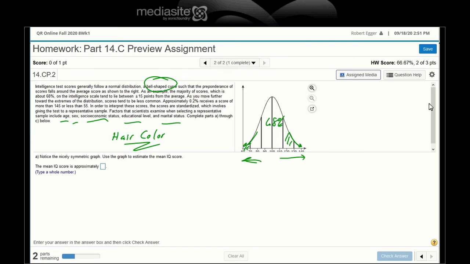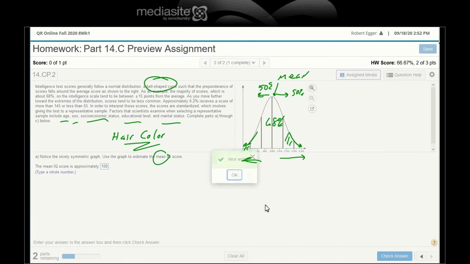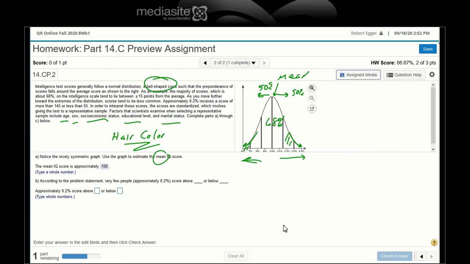Notice the nicely symmetric graph. Use the graph to estimate the mean IQ score, or the average IQ score. Well, that's going to be the score where half is that way, half is that way, and in between is the mean. And it appears to be 100. So according to the problem statement, very few people score above 145 or below 55.